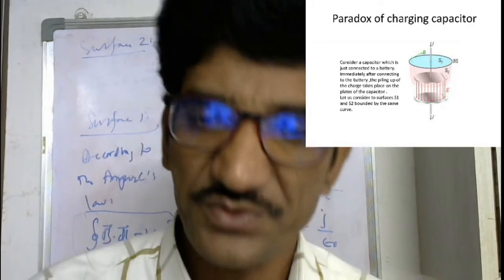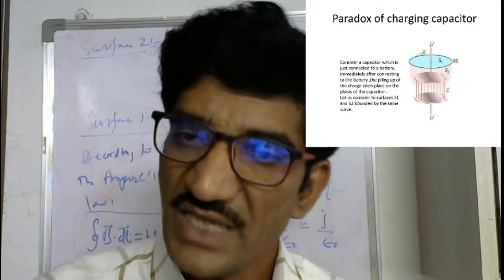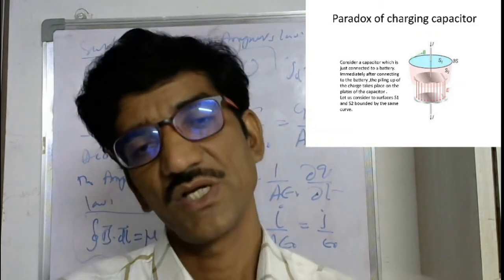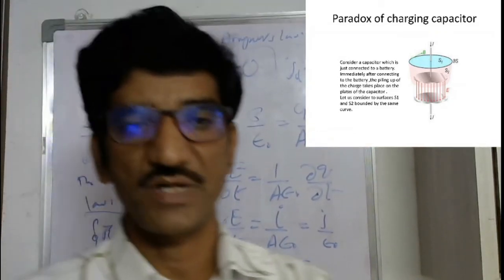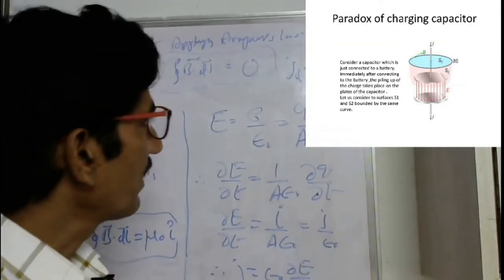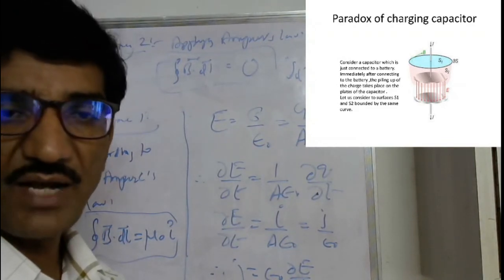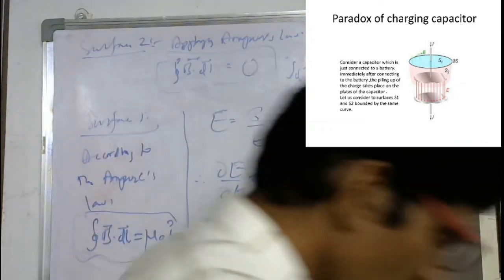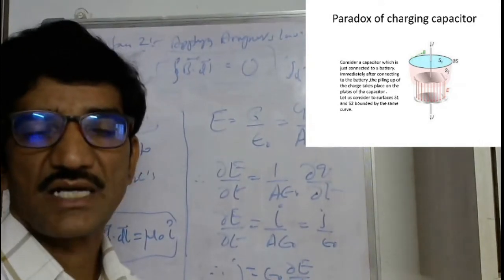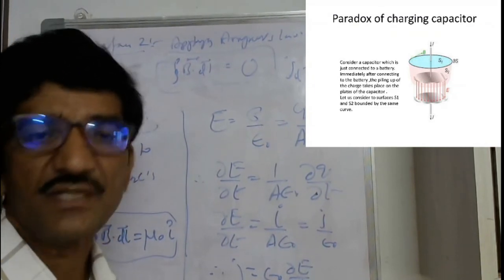Whenever you introduce displacement current here, then only you have the same results for B. Otherwise, you still have the paradox. So in order to avoid the paradox, we must assume one more current, which is the equivalent of the physical current and given by epsilon naught dou E by dou t. This is the physical meaning of the displacement current.